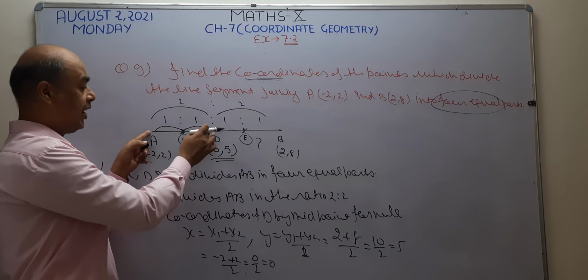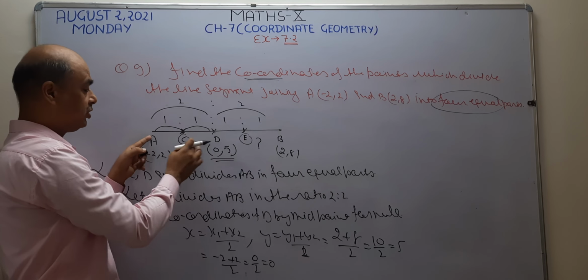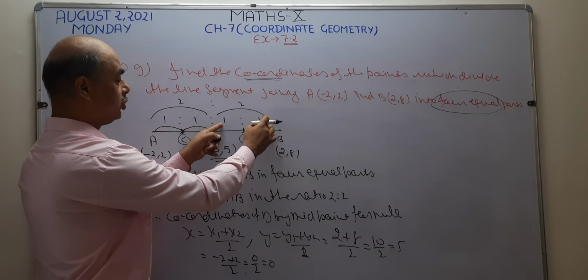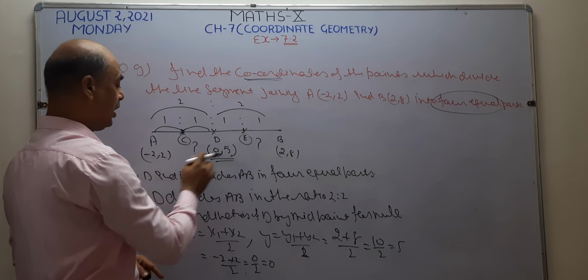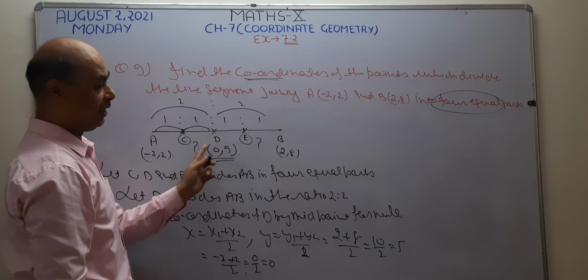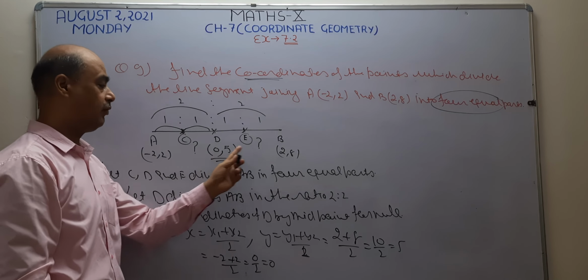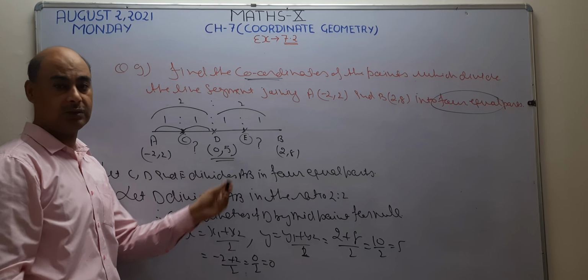C is the midpoint of AD, not AB. Okay, C is the midpoint of AD, and similarly E is the midpoint of DB. 1:1 is there. So using the midpoint formula, you can solve the remaining parts of this question. You are going to find the coordinates of C and E. I want to leave it for you. It's your practice. Okay.